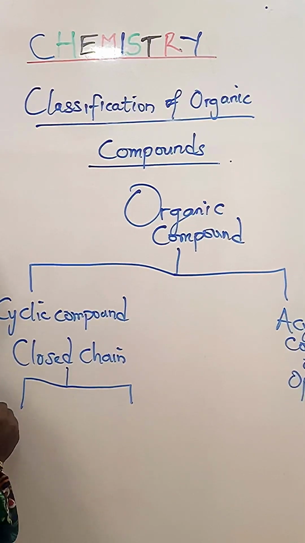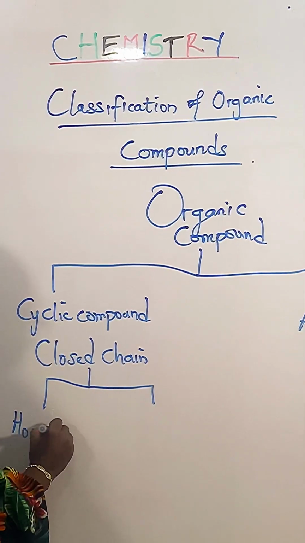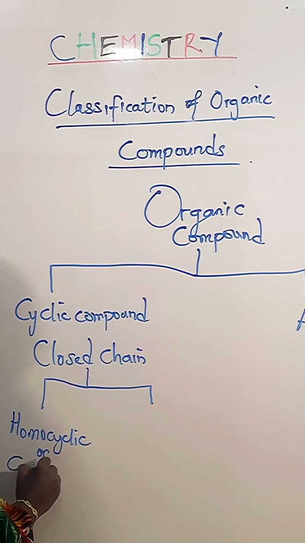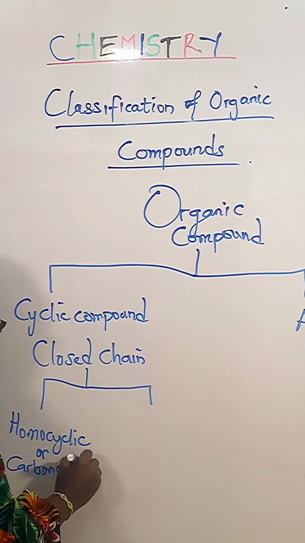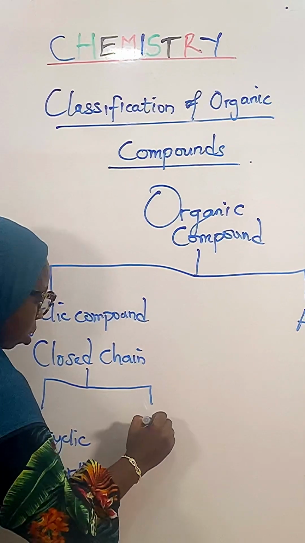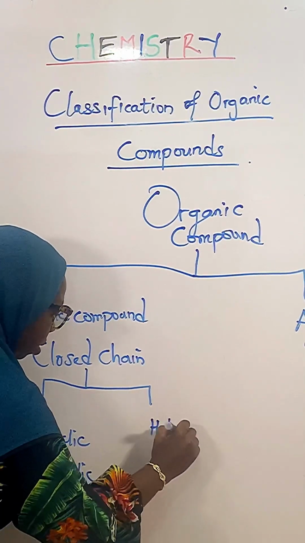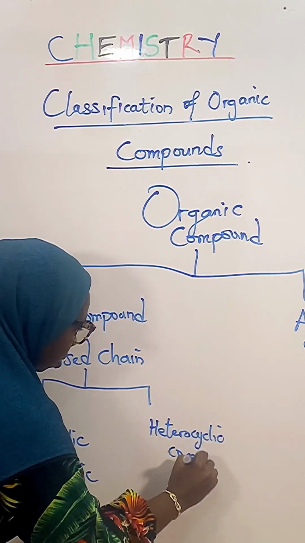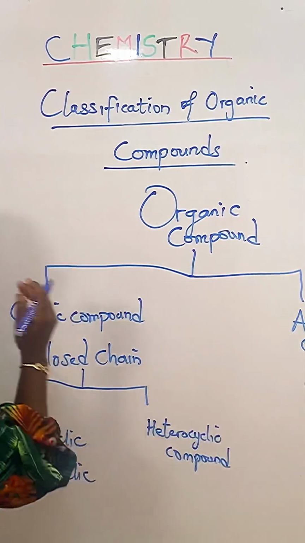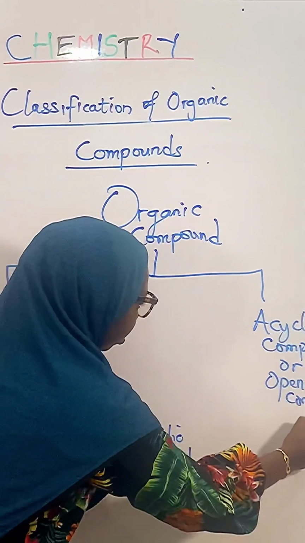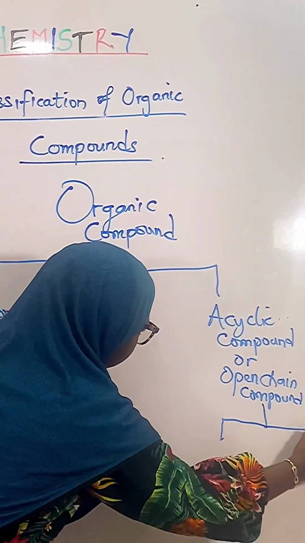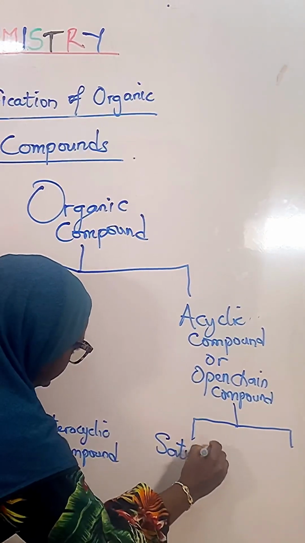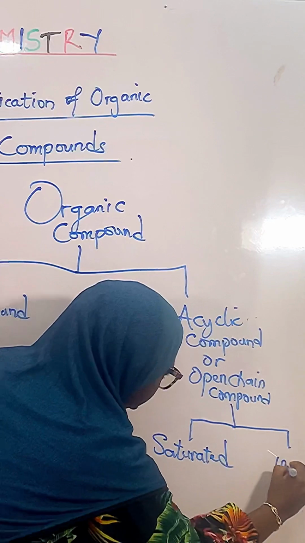Now, this cyclic compound can also be subdivided into two again. We have what we call homocyclic compound or carbocyclic compound. We also have what we call heterocyclic compound. Now, this acyclic compound also can be divided into two parts. We have what we call saturated compound and unsaturated compound.